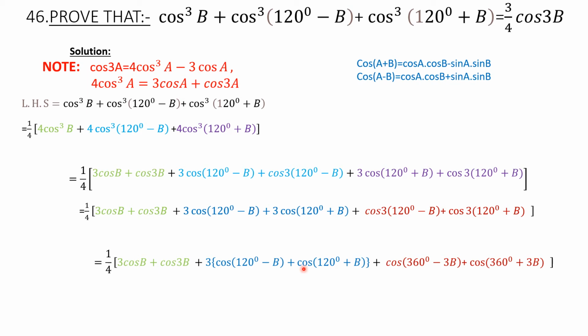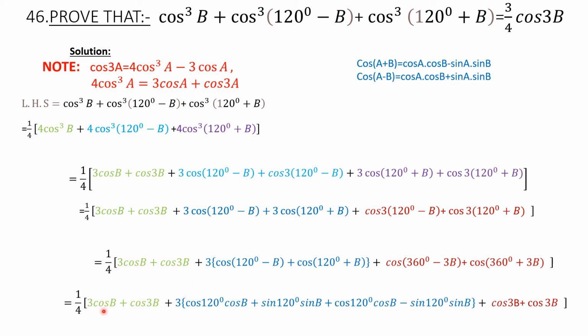So in the next line, these two terms are copied as they are, and 3 as it is. Now cos(120 minus b) is in the form of cos(a minus b), so it is cos a into cos b plus sin a into sin b. Similarly, cos(a plus b) is cos a into cos b minus sin a into sin b.